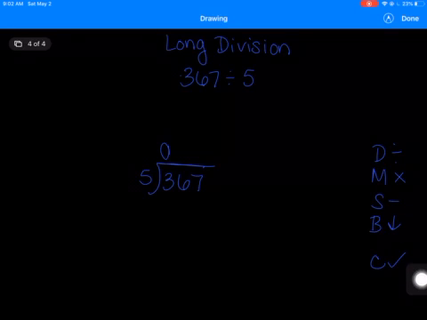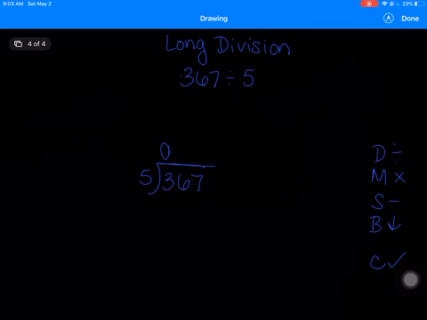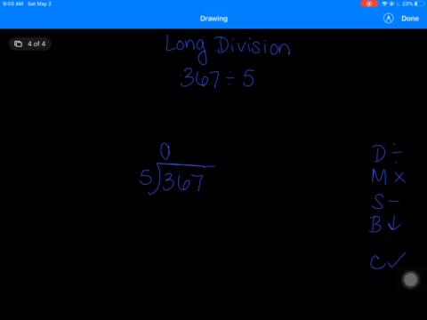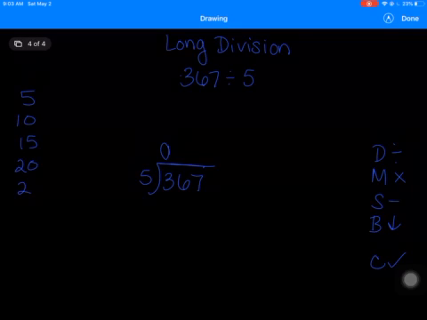5 will go into 36 how many times? And this is where in the last video I talked about skip counting. If you're not sure on the multiplication facts, skip count by your divisor, in this case it's 5, until you get as close as you can to the number you're looking for without going over. Now, 5s are probably something you can skip count in your head by pretty quickly, but I'm going to write them out to the side just because I want you to remember this tip.